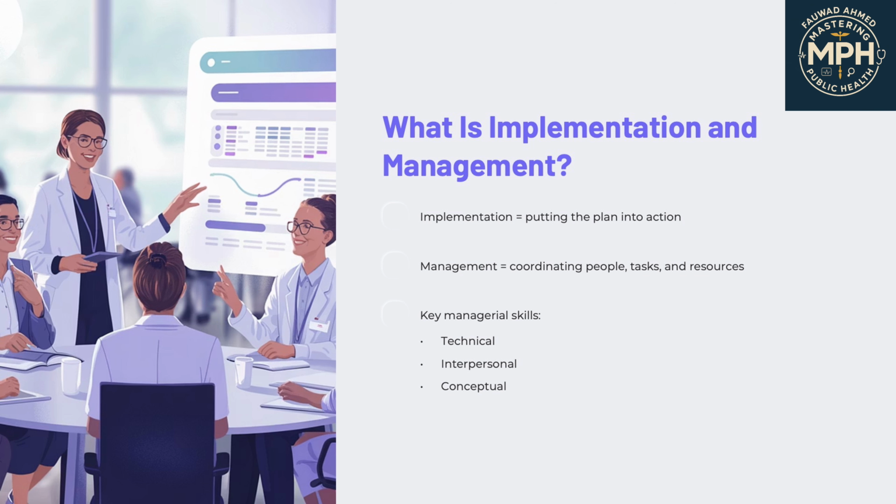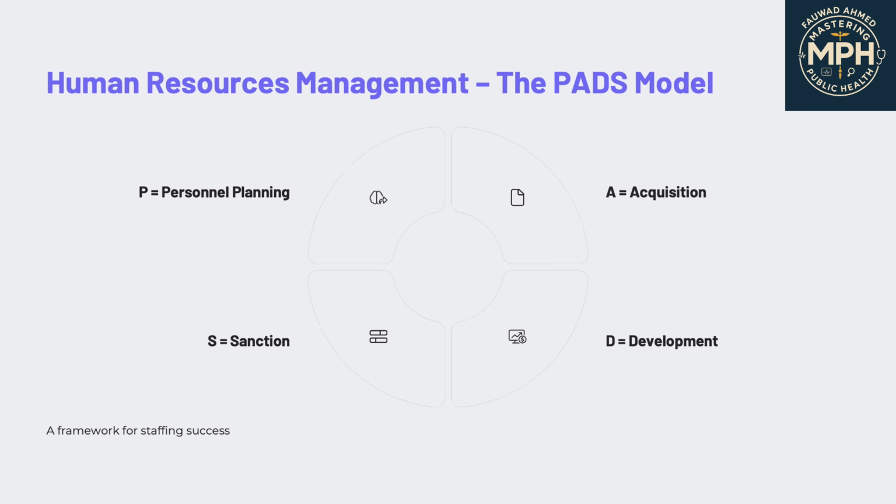Health promotion managers must have three core skills: technical skills, knowing how to do the job; interpersonal skills, working with people; and conceptual skills, seeing the big picture. Health education specialists have professional responsibilities and competencies that align with these skills. Human resources management, or the PADS model. Human resource management ensures the right people are in the right roles. The PADS model outlines four essential HR functions: planning, acquisition, development, and sanction.